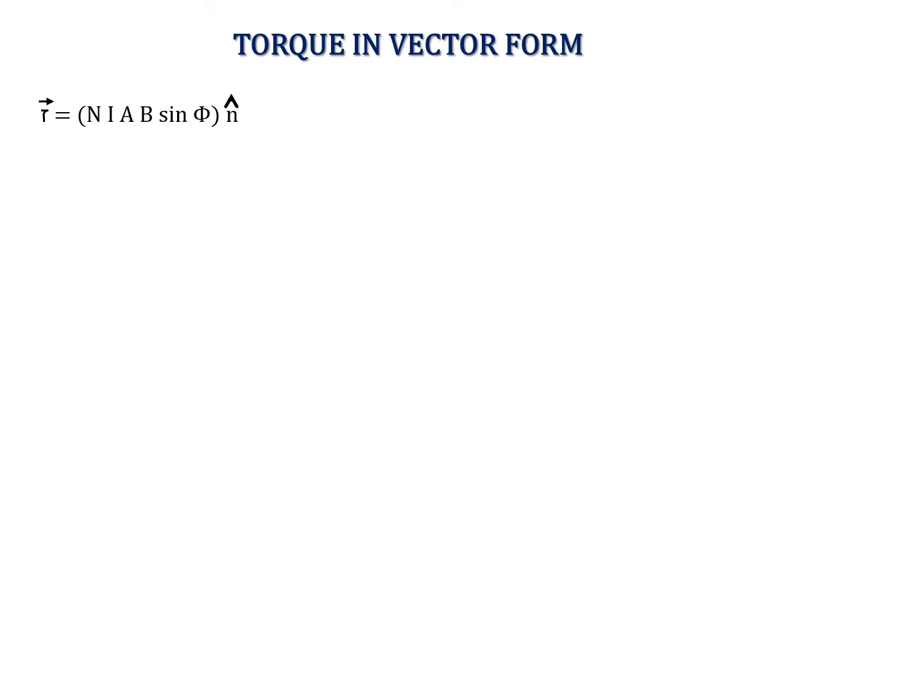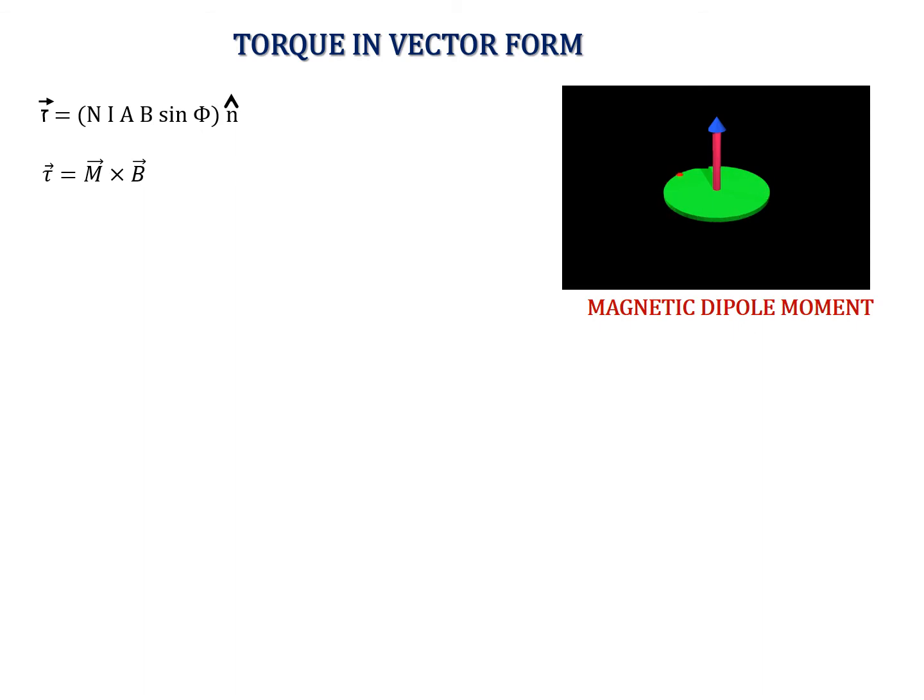So NIA will be the magnetic moment. If we write NIA as M, then MB sin phi can be written as M cross B. That means if you consider a current loop, it behaves as a dipole. You can see in the figure, current is flowing in the anticlockwise direction, and the arrowhead represents the direction of the magnetic moment vector. So the magnetic moment vector will be in a direction perpendicular to the plane of the loop.